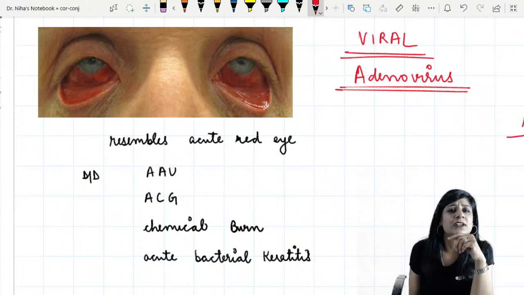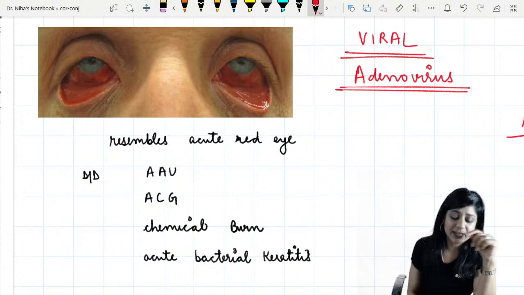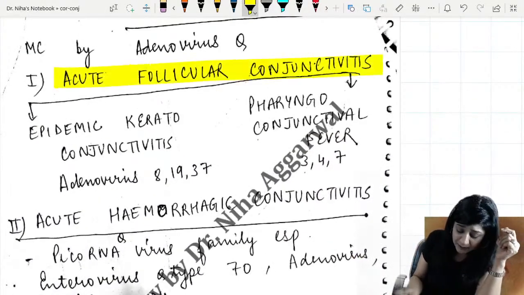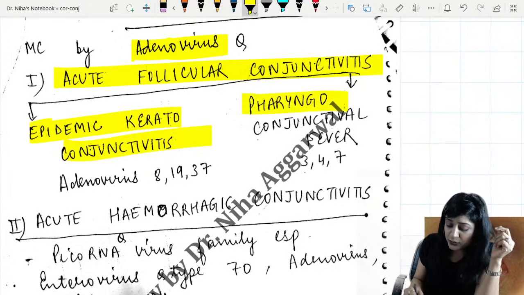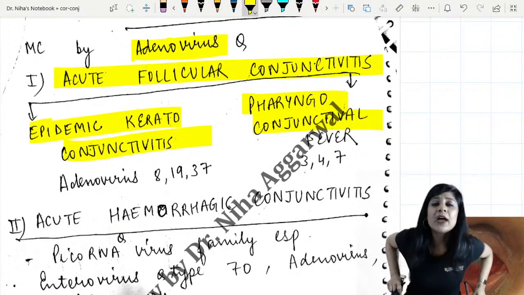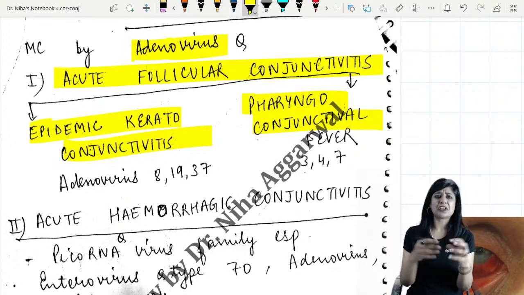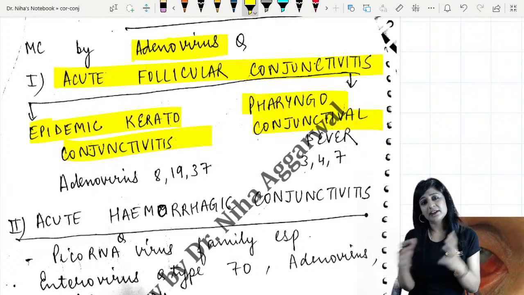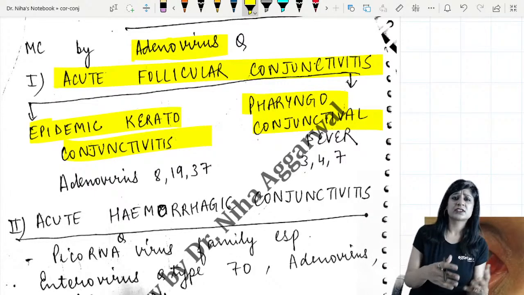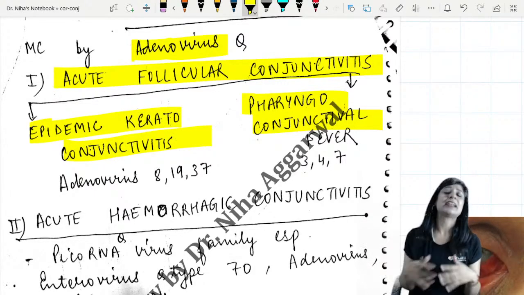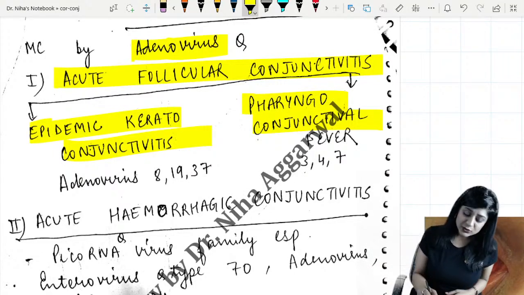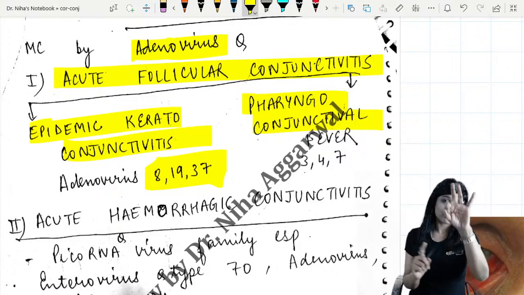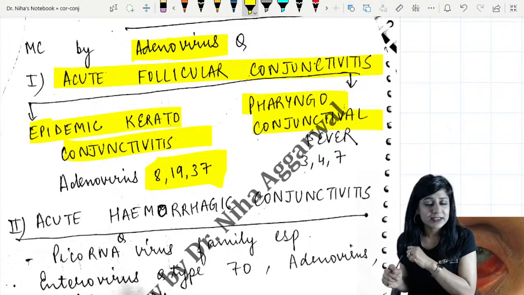Now, what kind of conjunctivitis can be caused by the viruses? A very, very important one is follicular conjunctivitis. When I talk about follicular conjunctivitis, always remember that there are two forms. One is the epidemic, meaning when you have a lot of eye flu spreading in societies, hostels and colonies everywhere. That is your eye flu or the epidemics. That is caused by adenovirus serotypes 8, 19 and 37.